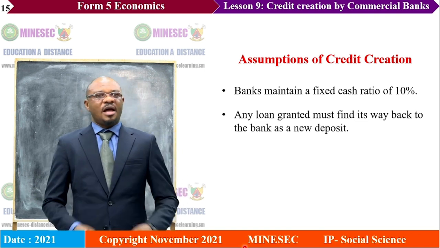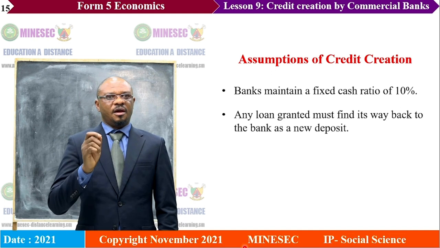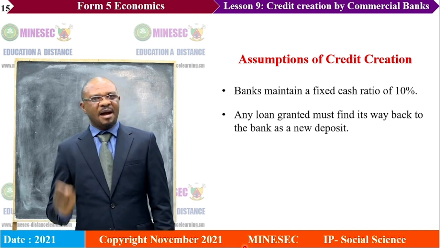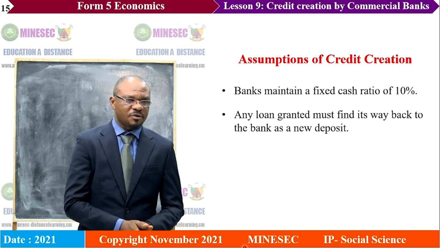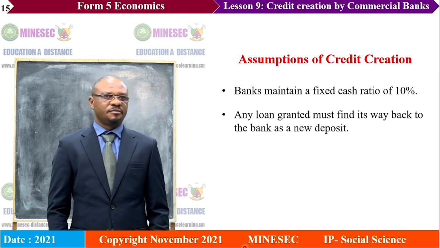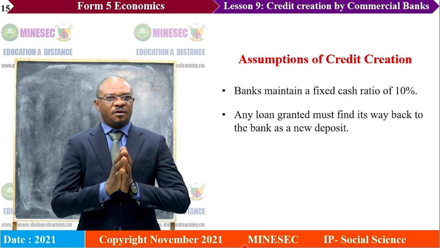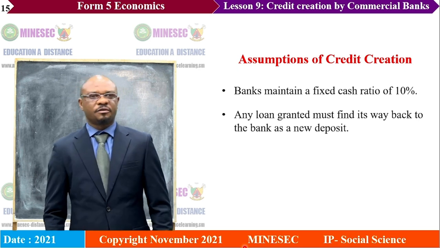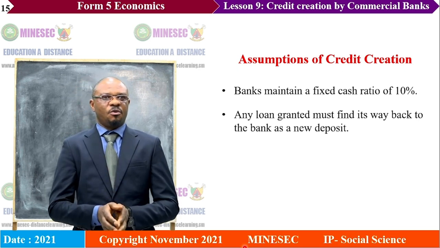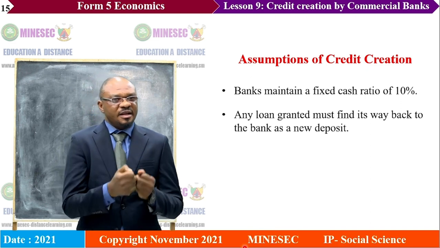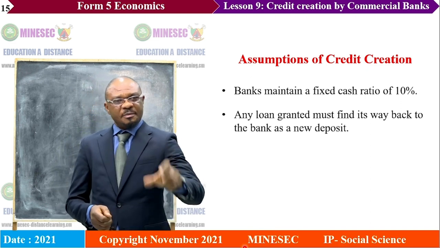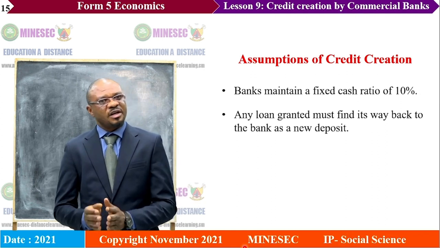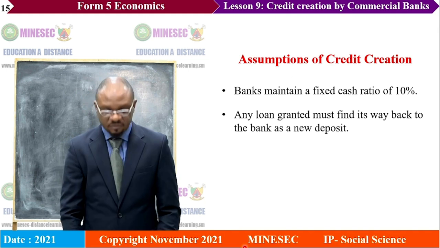Secondly, we assume that any loan granted by that bank must eventually find its way back into the bank as a new deposit when the loan is spent. For example, if a customer goes to the bank and borrows money and uses the money to buy maybe a television, then the shopkeeper who sold the television will get the money received from the sales of the television and deposit it in his account in the bank. That means that any loan granted must eventually be redeposited in the bank.